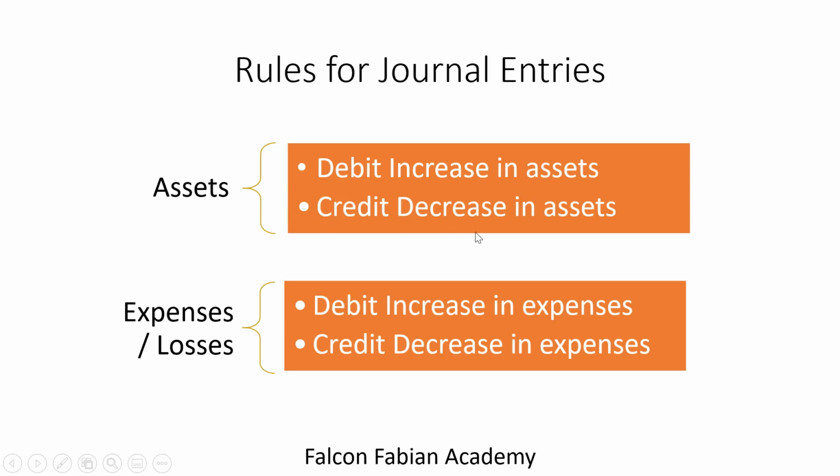We will be taking transactions ahead and applying the rules and then posting them in the journal. Right now, we will just have a look at the rules. The rule for expenses and losses is debit increase in expenses and losses and credit decrease in expenses and losses. So whenever a business is going to incur expenses or there is a loss, it needs to be debited. And whenever there is a decrease in expense, then you need to credit it.